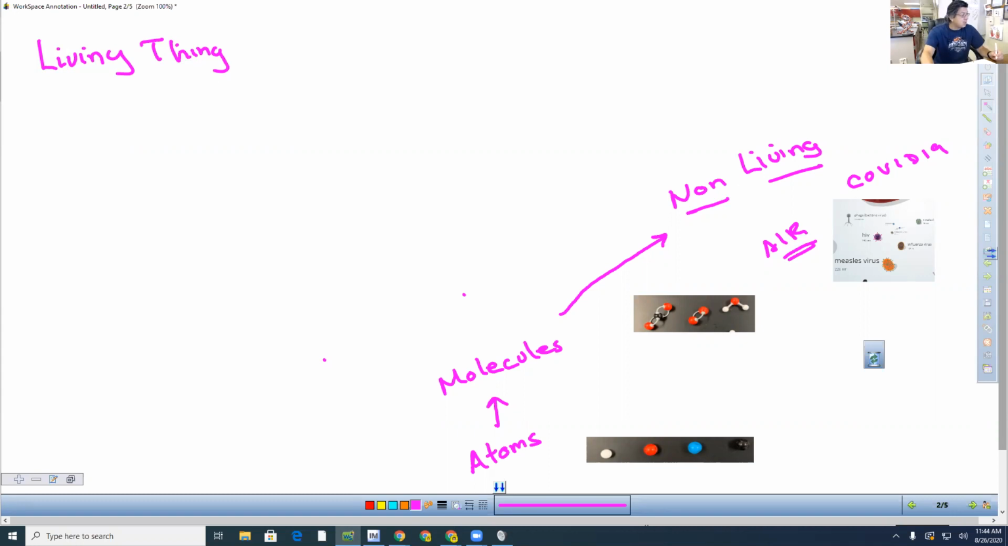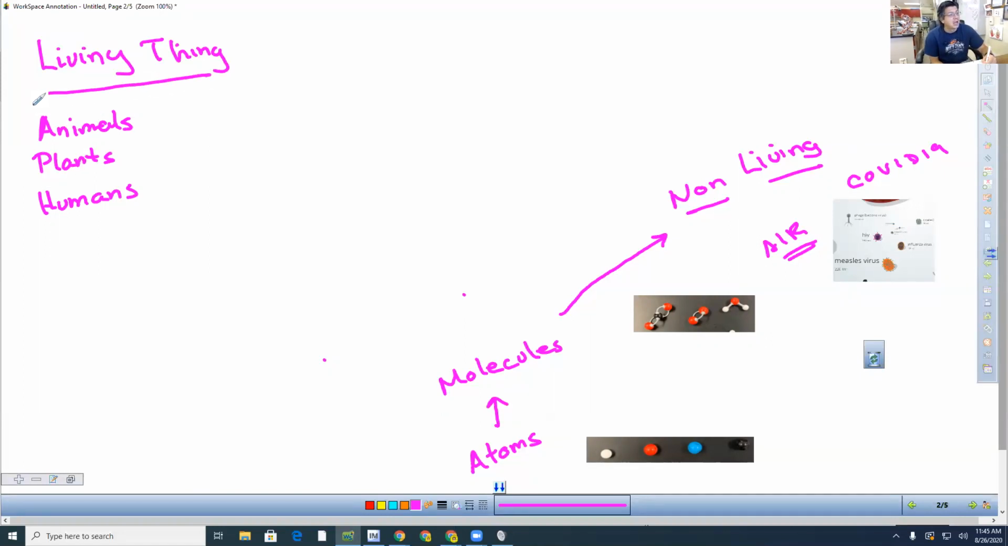Now, let's go with Osvaldo. Give me 3 living things that you're familiar with and that we talked about in our readings. Bacteria is a living thing, very good. What else? Plants and animals. Very good. So animals, plants, and us humans. We are living things, exactly. It's very important that you understand that.